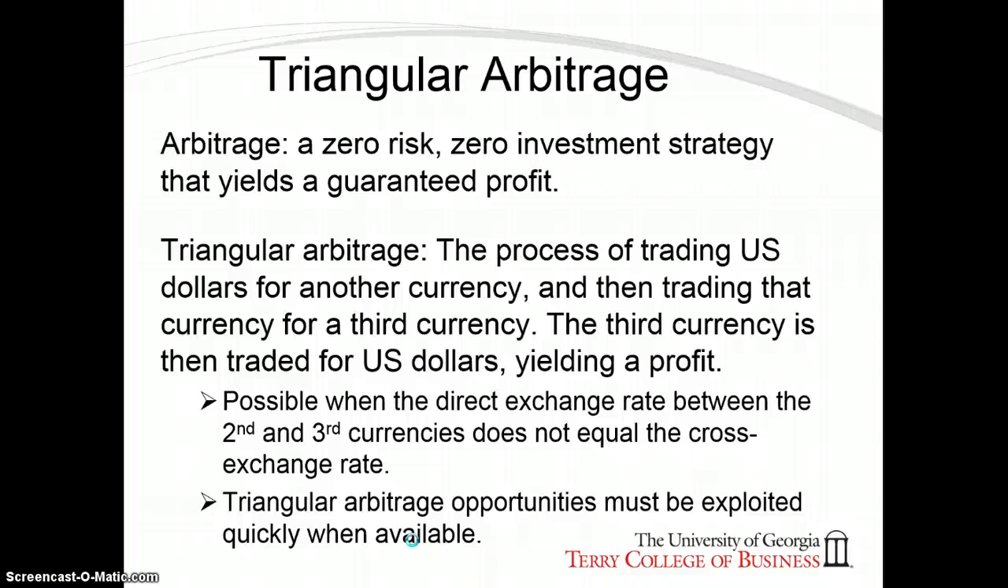Triangular arbitrage profits result when the direct exchange rate between the second and third currencies does not equal the cross exchange rate. These opportunities must be acted on quickly by traders because banks offering a direct rate are likely to adjust their quotes quickly when they realize the misalignment with the cross rate.